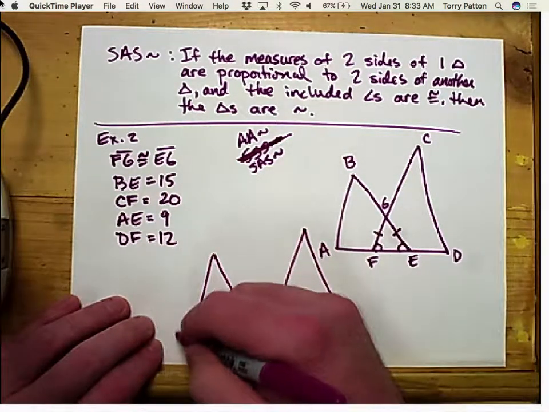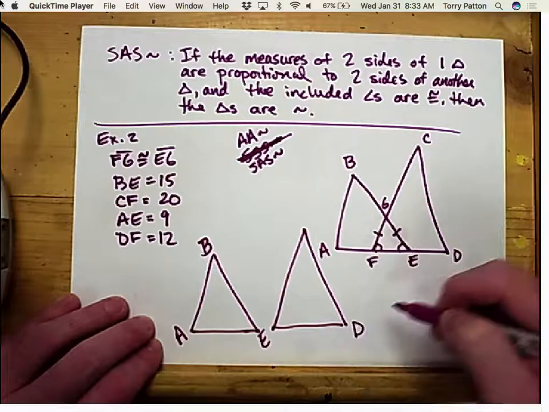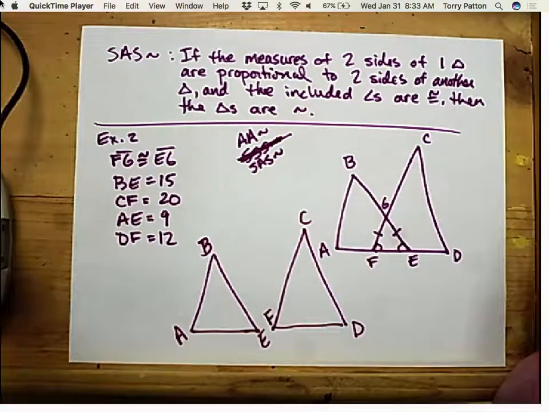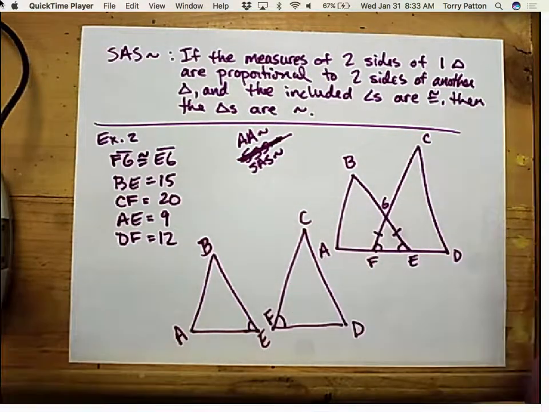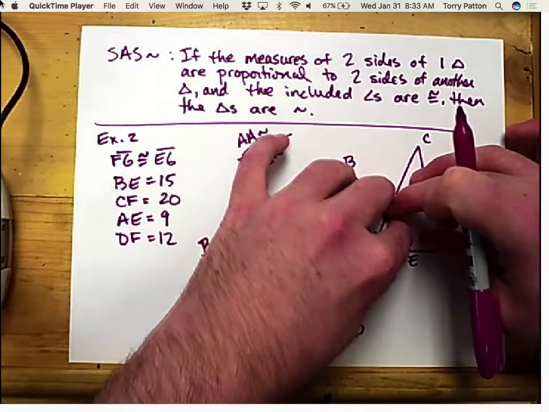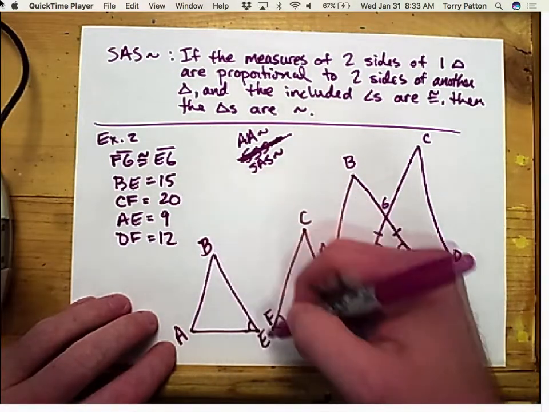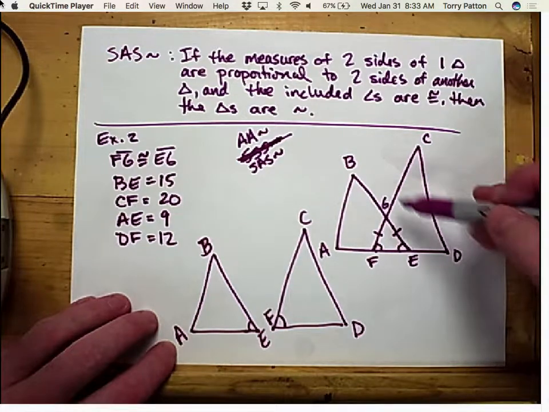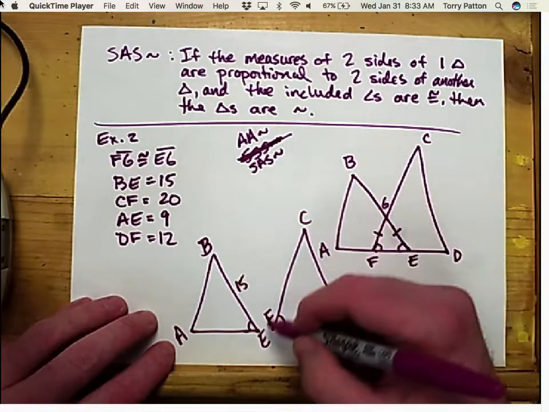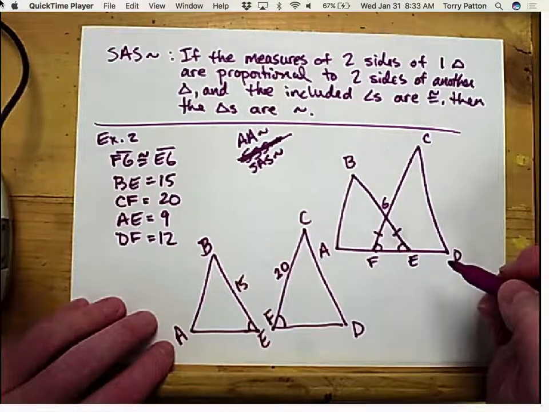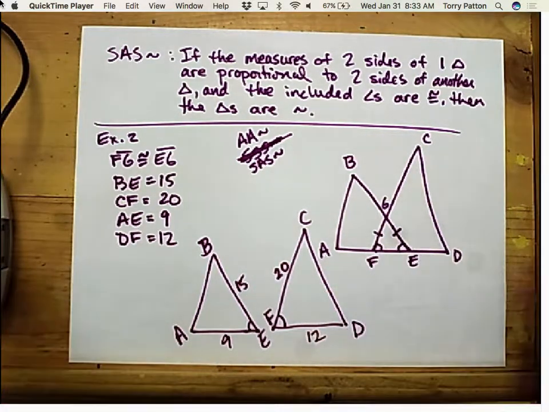Okay? This one is ABE, and this one is DCF. Okay? Now we know from this drawing that this angle is congruent to that one. So do y'all see what I did? I just took these 2 triangles and pulled them apart. Okay? So now I could mark BE. It's hard to mark what BE is here, right? So BE is 15. CF is 20. AE is 9. And DF is 12.